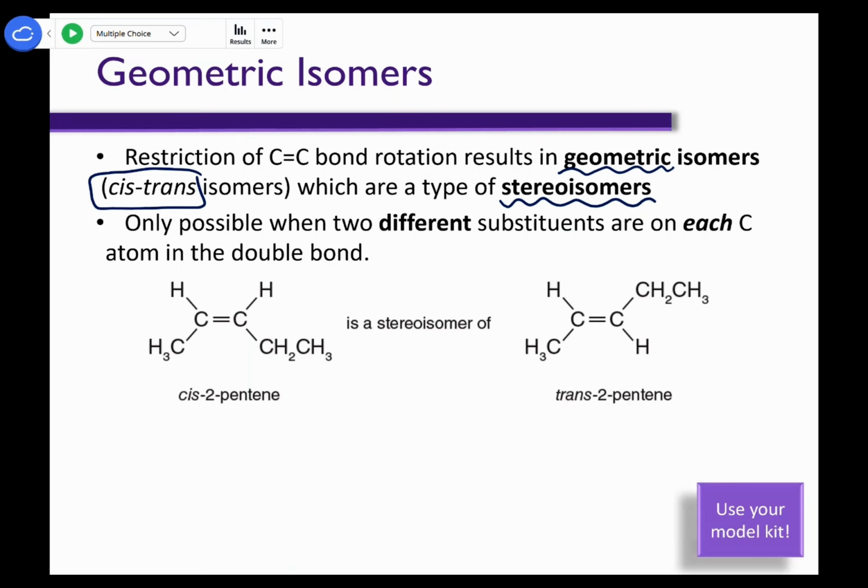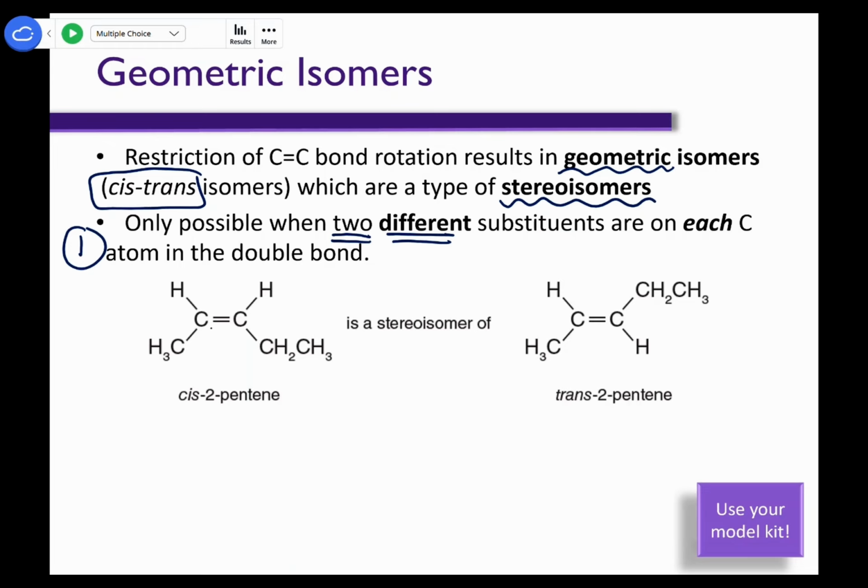Well, we need to know when cis-trans isomerism is possible, and there are two rules to look at. The first is that we need to see that each of the carbon atoms in the double bond has two different substituents.